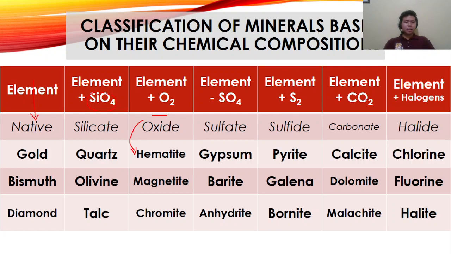Next we have the carbonate group, carbon interacting with oxygen, and the halides, the halogen groups such as chlorine and fluorine, and halite, interacting with one another together with the oxygen as well. So that ends our discussion.